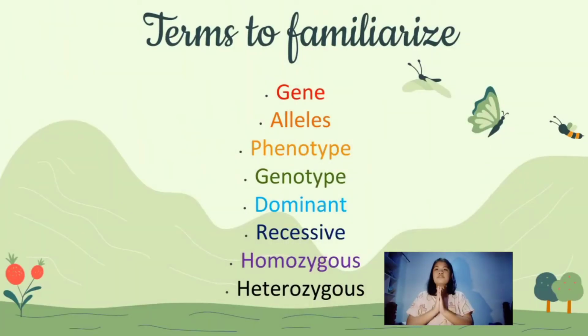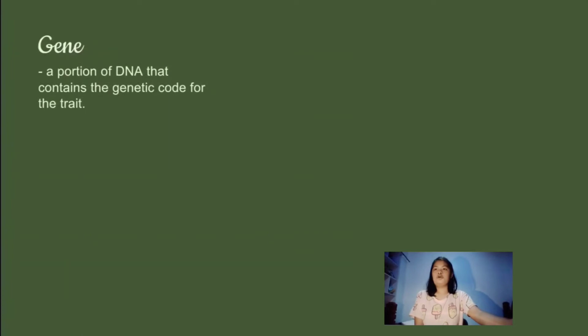Okay, so now we know our founder for monohybrid cross. Let's familiarize ourselves with the terms that we need to be aware of to learn in this study. A gene is a portion of DNA that contains the genetic code for the trait. Now, a trait is a characteristic that can be passed down from one generation to another. For each trait, we get some of the information from both the parents. Because of this, we may inherit different forms of the same trait. These different forms are called alleles.